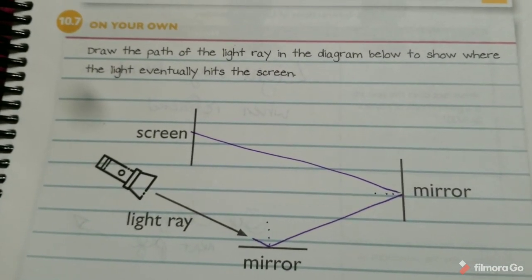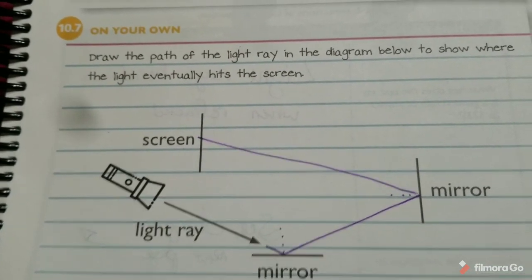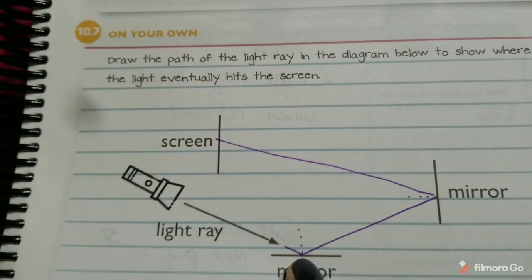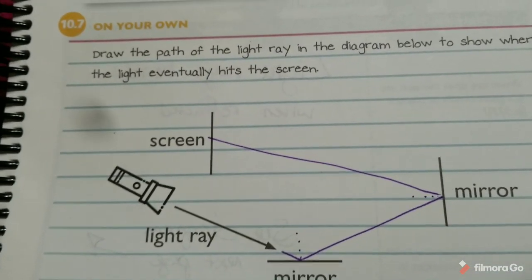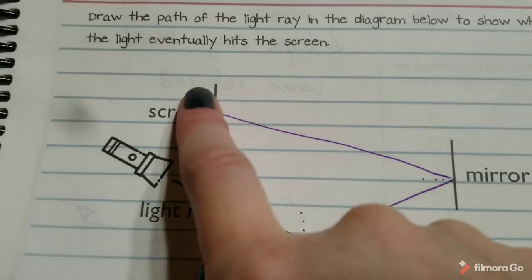Draw the path of the light ray in the diagram below to show where the light eventually hits the screen. Okay, so this is a light ray. We're just doing individual light rays right here. It hits a mirror, and then it bounces off this mirror, and hits the screen.